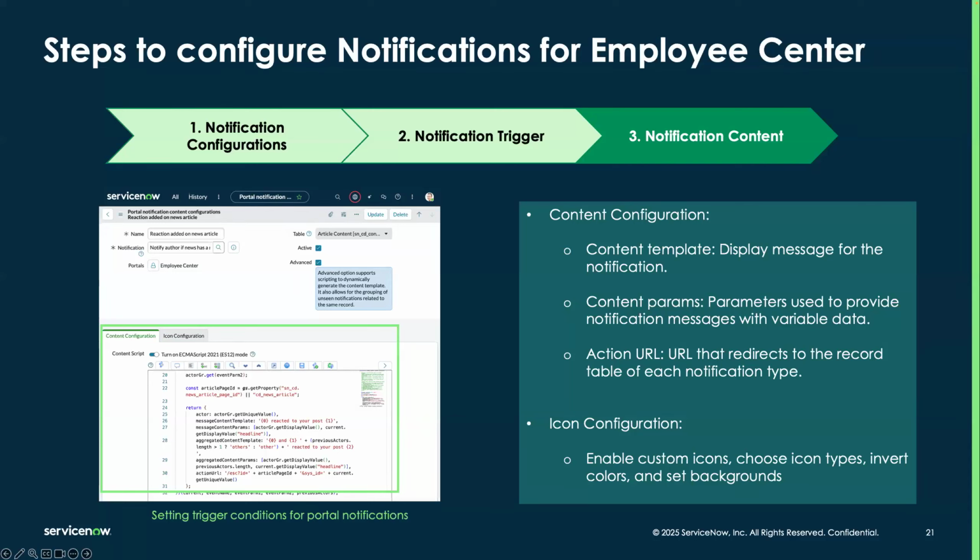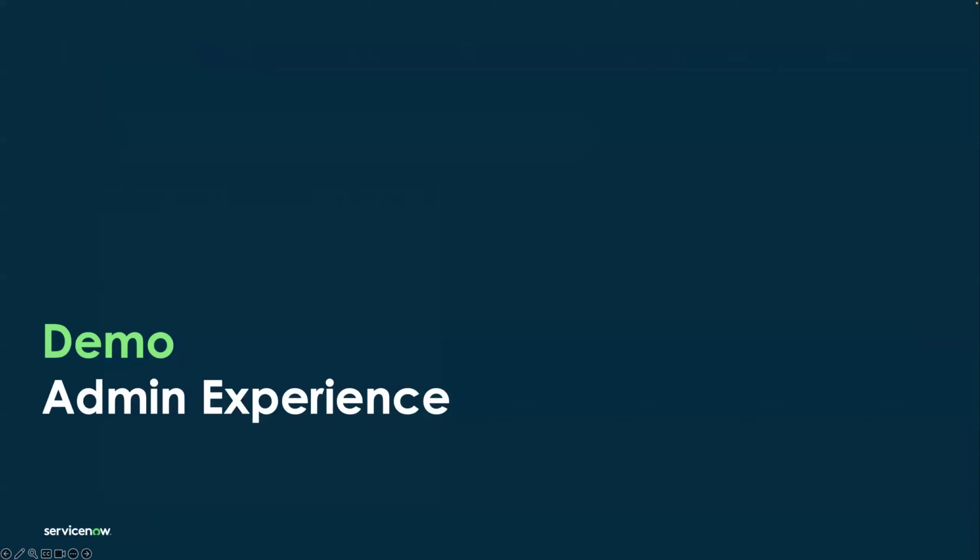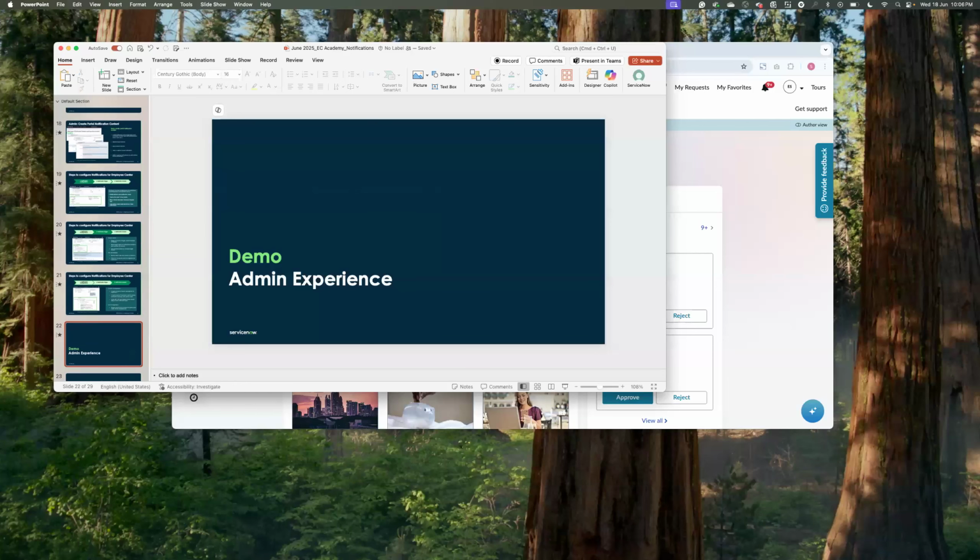On the icon side, admins can enable custom icons to visually differentiate notification types. They can choose icon styles. They can invert colors for better visibility, and they can set background colors or shapes to make notifications stand out. Now let's see all this on the instance, the admin experience part of it.